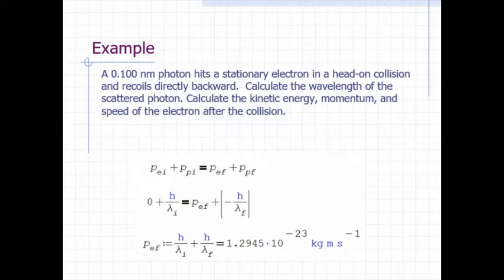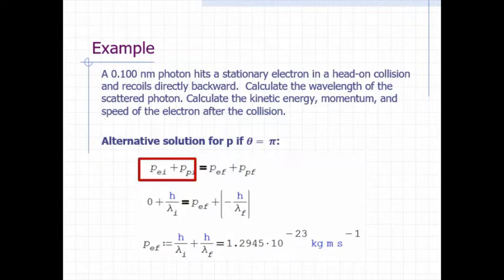Here's an easier alternative way of finding the momentum, but this will only work if theta is 180 degrees. Conservation of momentum requires that the sum of the momenta of the electron and photon before the collision is equal to the sum after the collision. Before the collision, the momentum of the electron is 0. For the photon, the momentum is h over lambda sub I in the forward direction.